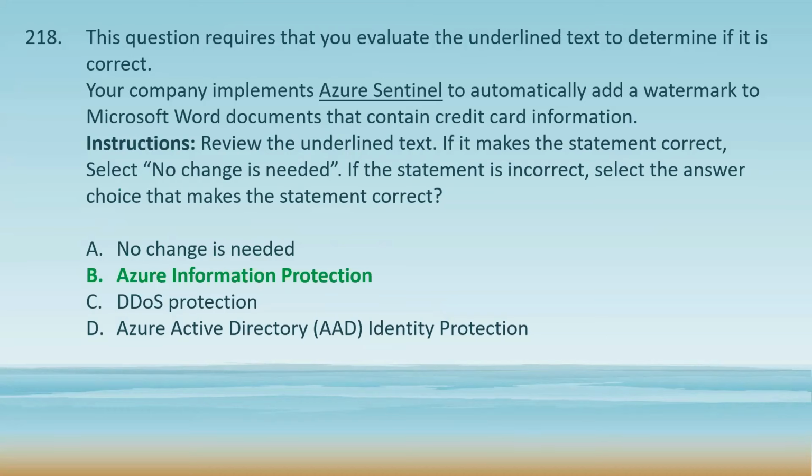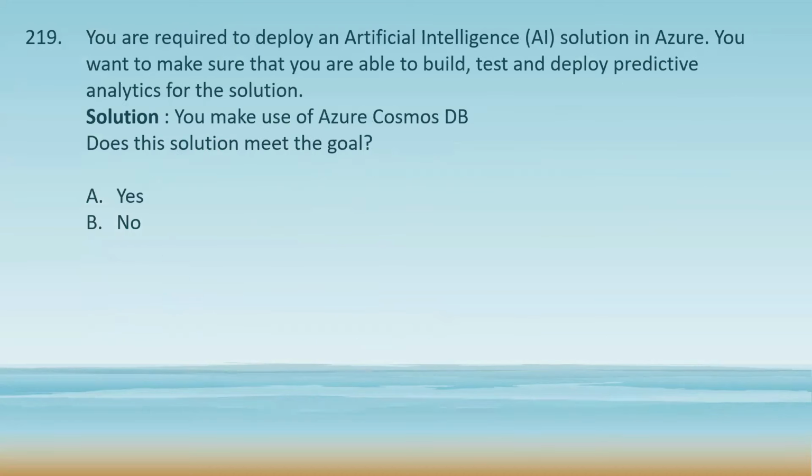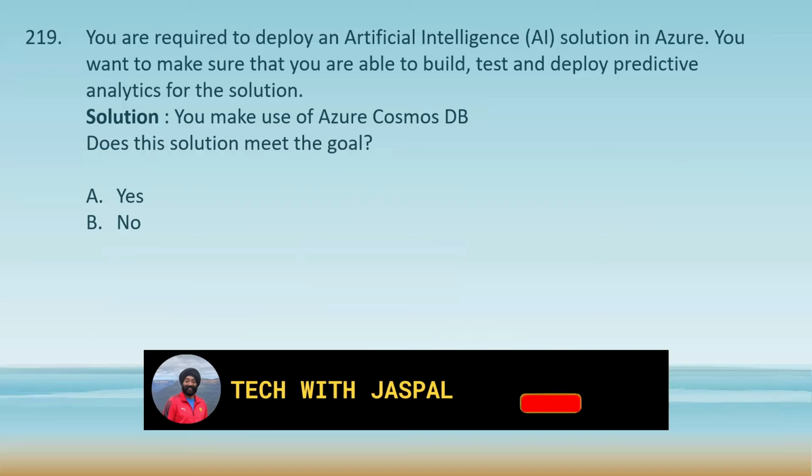Let's look at next question of the series. You are required to deploy an artificial intelligence solution in Azure. You want to make sure that you are able to build, test, and deploy predictive analytics for the solution. And the solution you suggest is you make use of Azure Cosmos DB. You need to tell whether this solution is right or wrong.